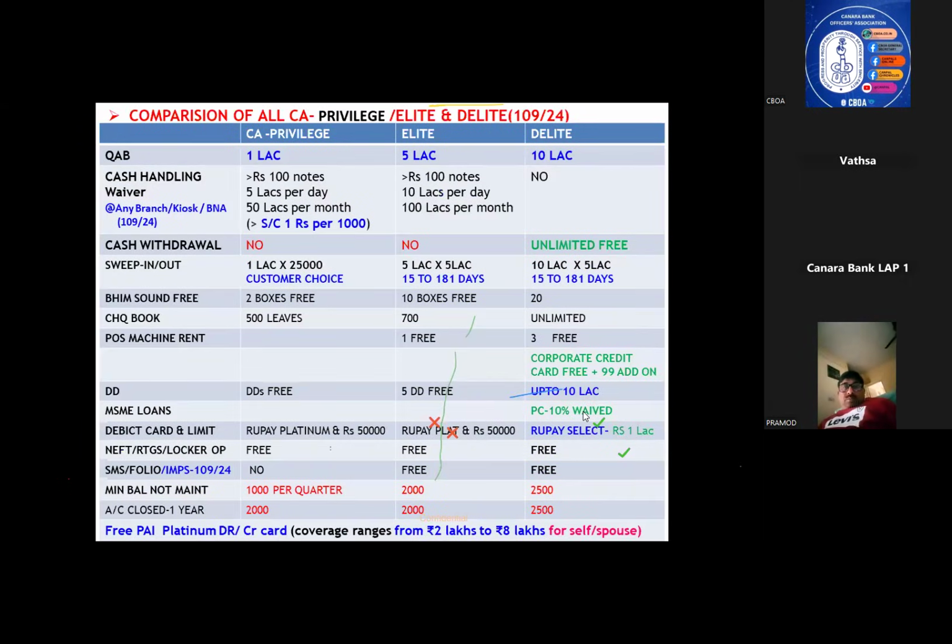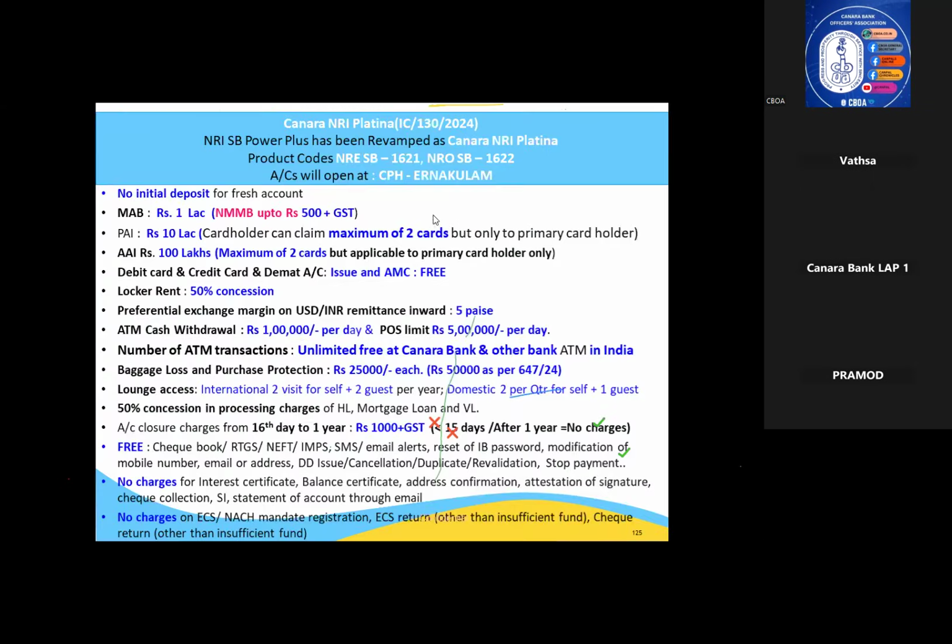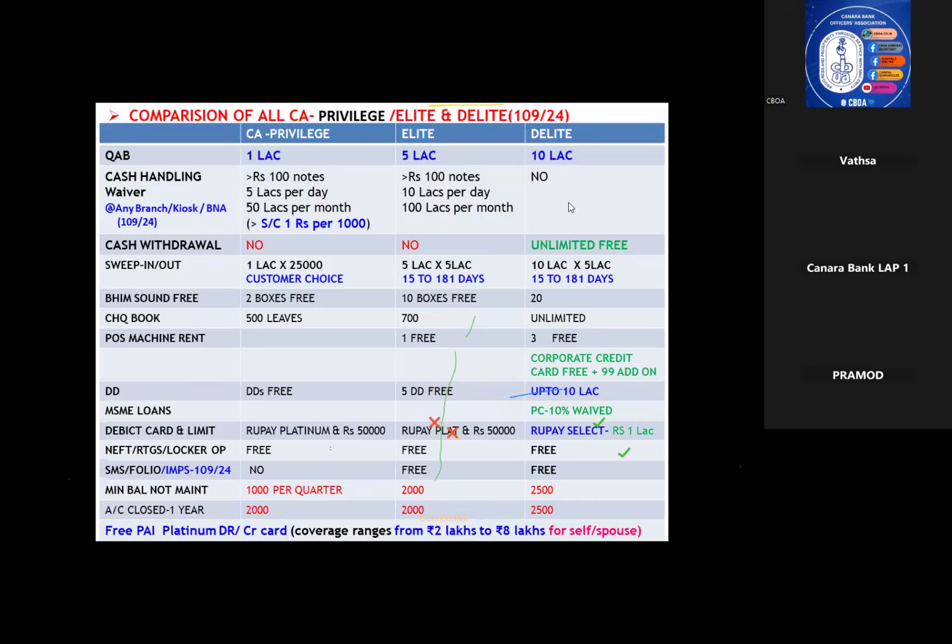Yes, current account, there are 4 categories. One is 201, that is normal current account. As per the category of the branch, they have to maintain the balance. If they pay 1 lakh and above, then they will attract cash handling charges, 1 rupee per 1,000. In case of the privilege accounts, the other 3 categories: one is Canara Privilege, second is Canara Elite, and third is Canara Delight. First variant, second variant, and third variant. The main difference is only cash handling charges if they maintain the quarterly average balance of these amounts.